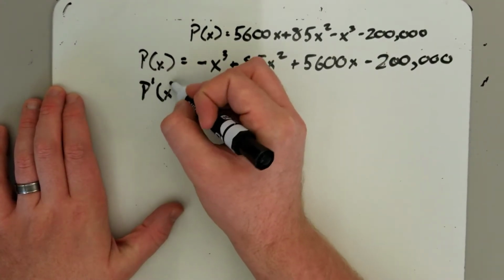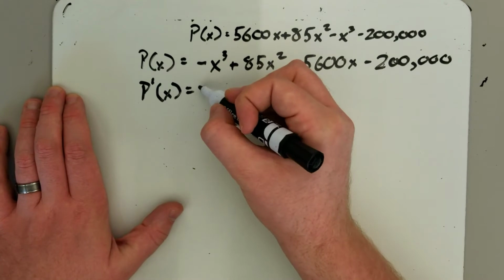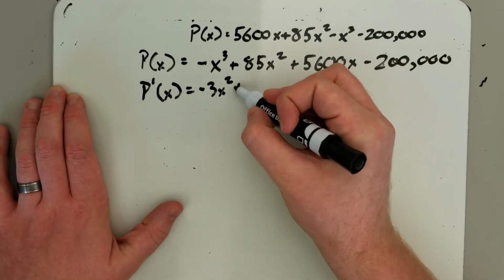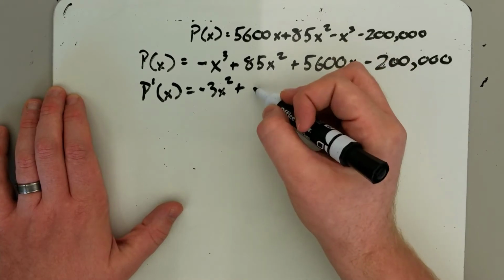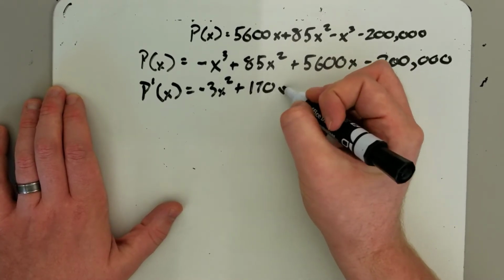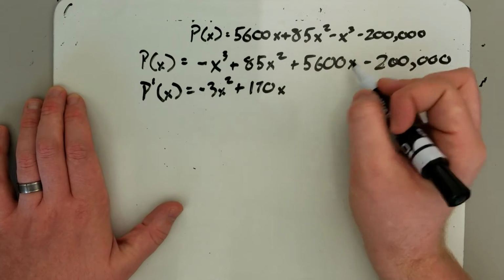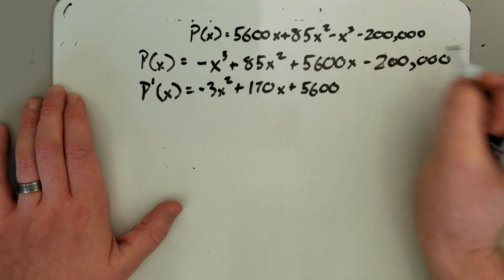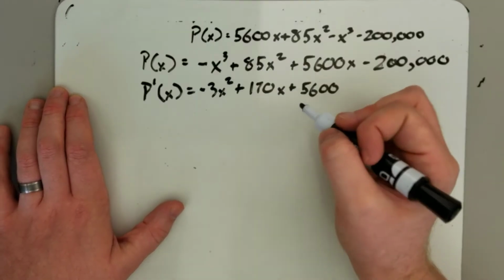So we're going to go ahead and take the derivative of this. 3 times negative 1 is going to be negative 3. 3 minus 1 is going to be 2. 2 times 85 is going to be 170. 2 minus 1 is going to be 1. And 1 times 5600 is going to be 5600. This term goes bye-bye. Okay, so all we're left with is this.